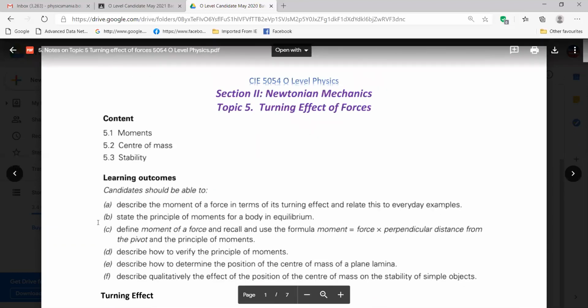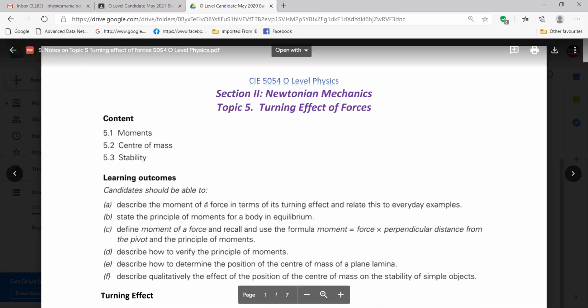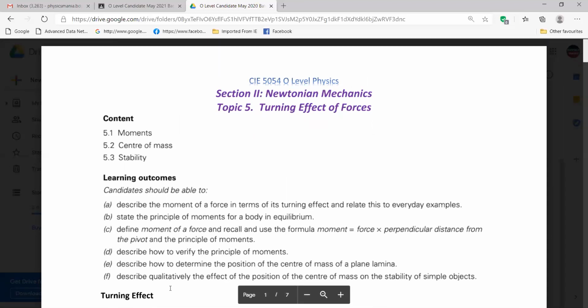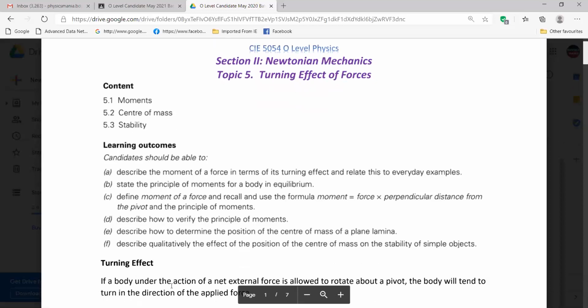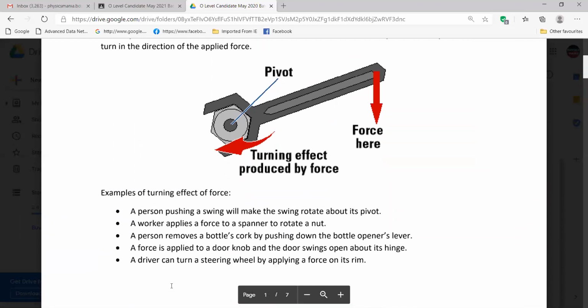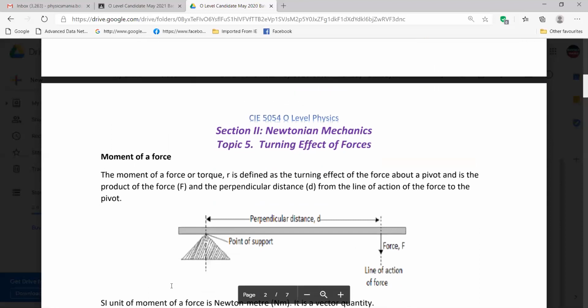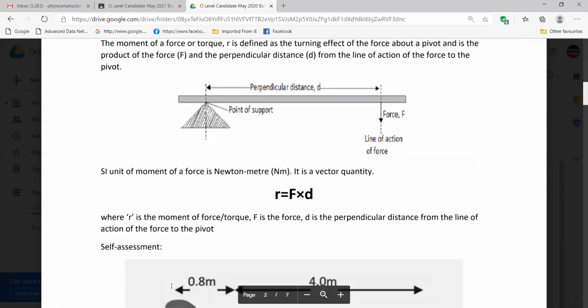So yes, this one, you see, here are some daily life examples, right? Everyday examples. So you understood what the turning effect is, and you also got daily life examples. Our first learning outcome is over, right? Now, moment of a force and its formula.